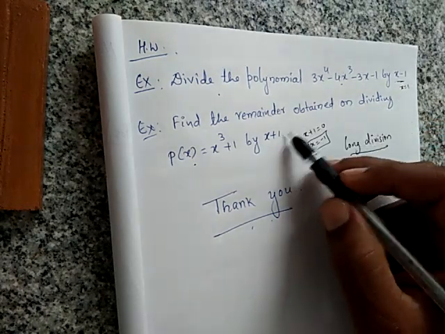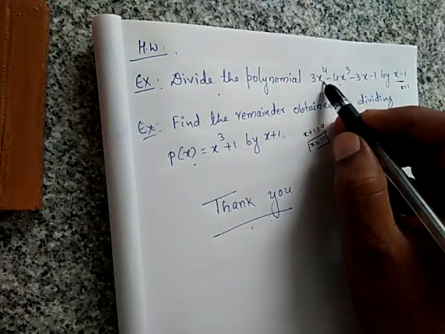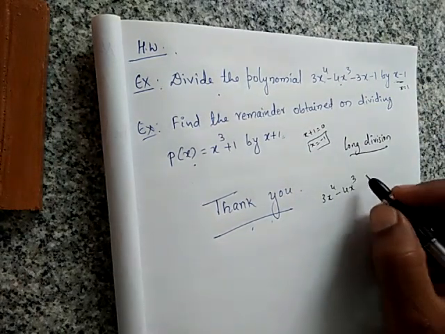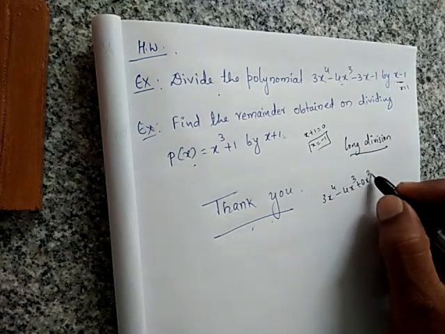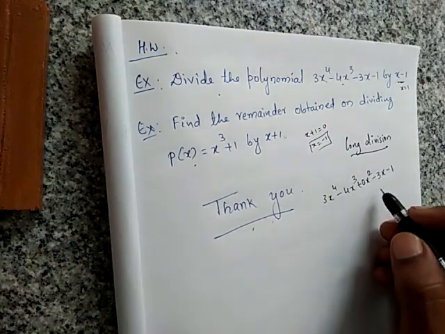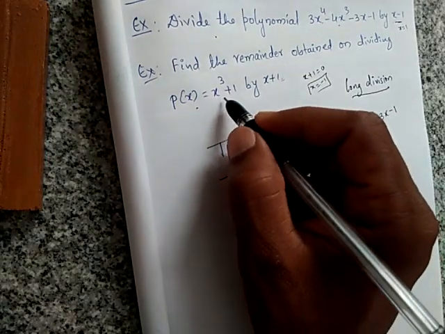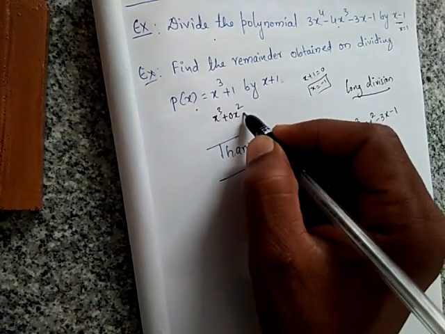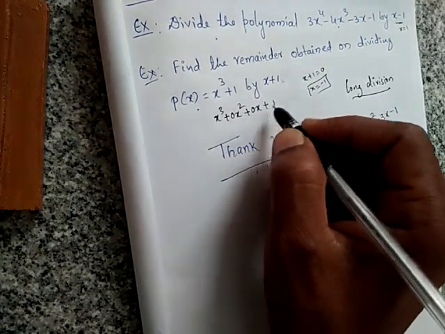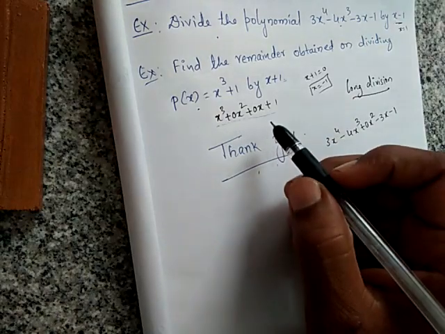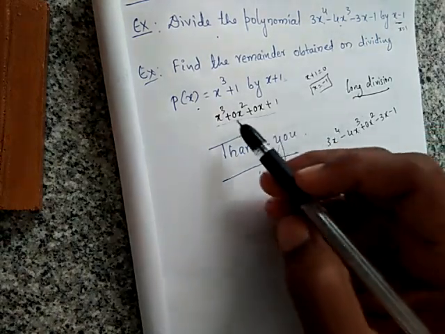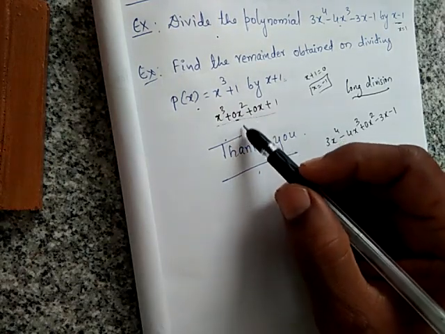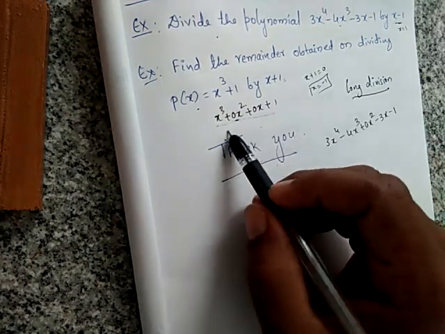Both g of x are linear polynomials, no problem. Here you have to write instead of this 3x to the power 4, x cube, the x square term is not there, so plus 0x square minus 3x minus 1, you have to write like this. Okay, so the second one, instead of x cube plus 1, x cube, the x square term is not there, so 0x square, the x term is not there, so 0x plus 1, you can write like this. And after multiplying, whatever the degree you are getting now for that term, below that term, if the degree is 2, you have to write below this. Okay, like that you can write.